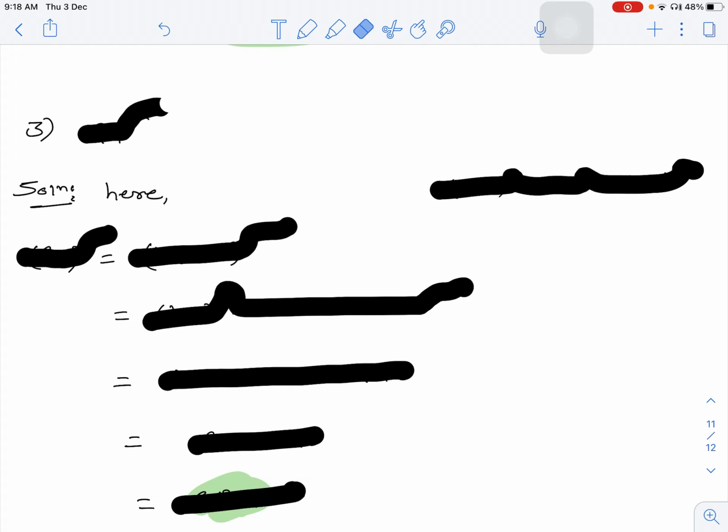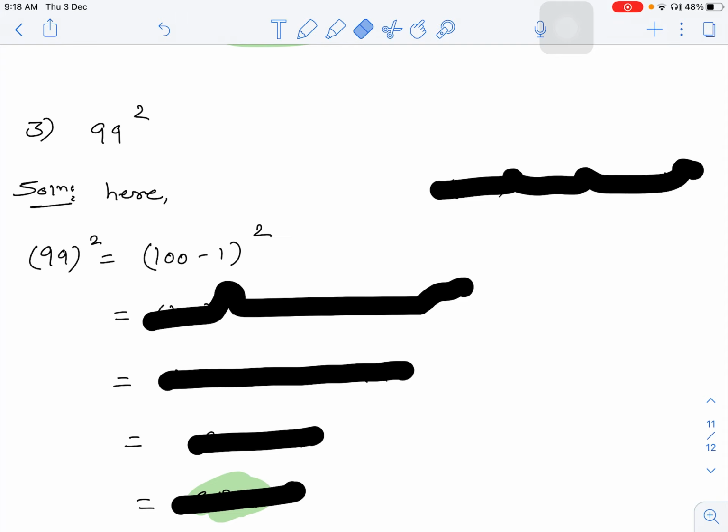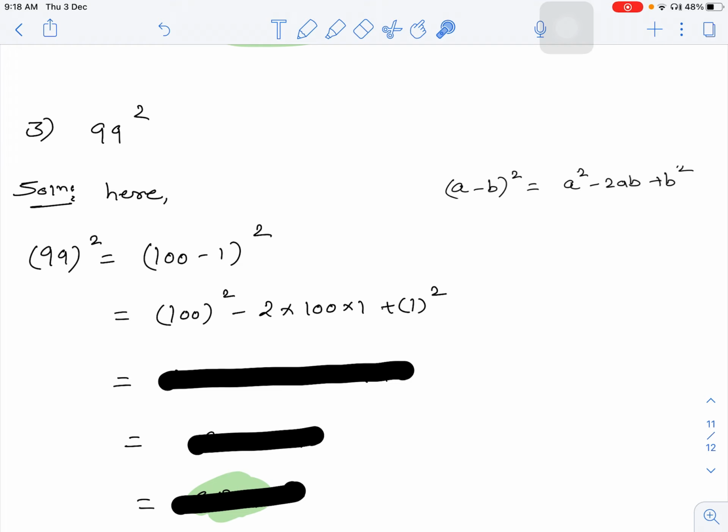Now let us consider the next example. Suppose we have 99 square. It will be easy for us to write this as (100 minus 1) bracket square. 100 minus 1 is 99, so there is no change or difference. Now it is of which form? (a minus b) bracket square. What is its expansion? We already have it: a square minus 2ab plus b square. So we will use that identity over here.